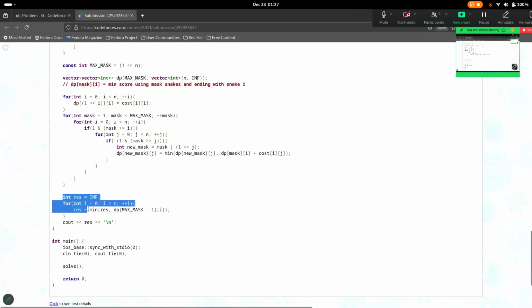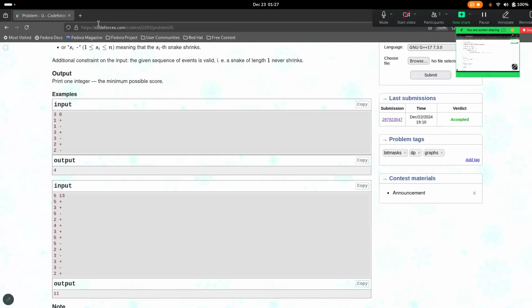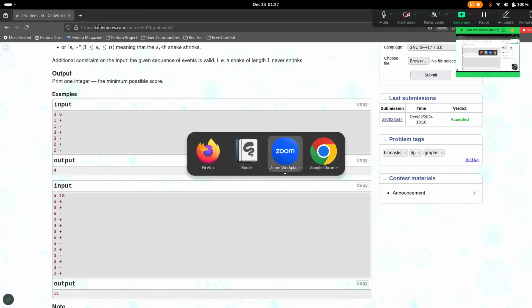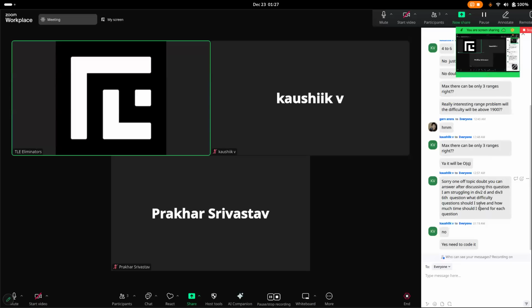And finally, we set the result to infinite initially and see, for each i from 0 to n, what is the minimum score that you would get at max mask, which is 2 raised to power n minus 1, by considering all the snakes and the last snake being i. So the result would be the minimum of all of these. So, right, that was this. Now, to code it.